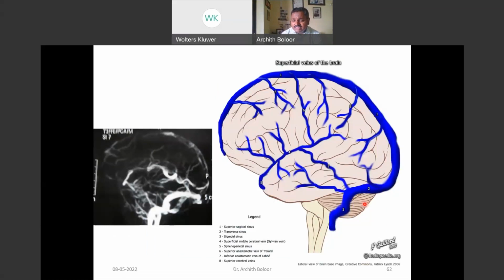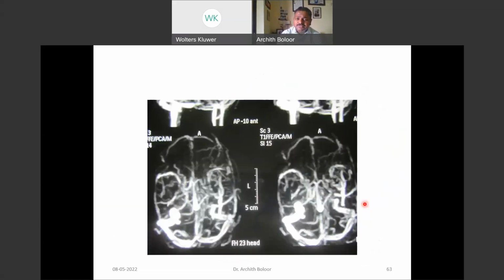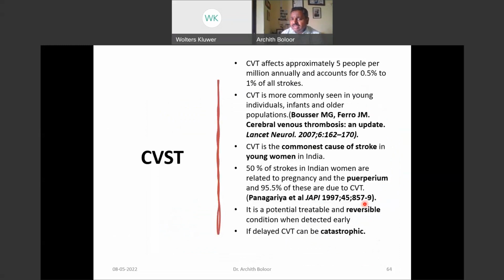Again, a very common thing, and in India we do have a large number of venous thromboses that come, and they approximately occur to around 0.5 to 1%. That's the literature, which says that 1% of strokes are due to that, but it is much, much more common. 50% of strokes in Indian women are related to pregnancy and puerperium, and 95% of them is due to CVT. This was described way back in 1997, but still we do not give that much importance to it.